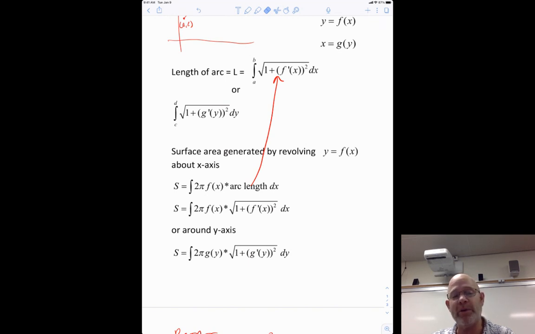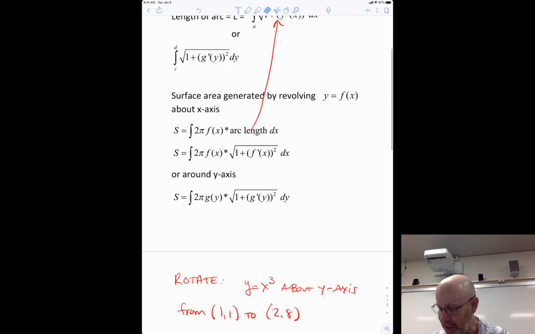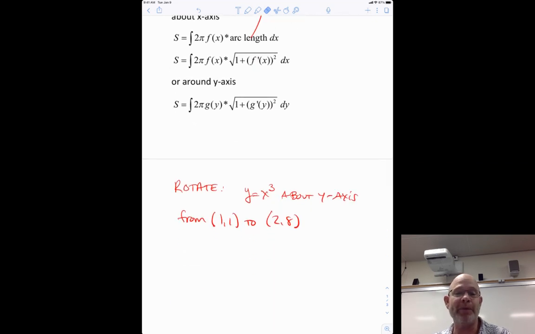This is also going to be important in chapter 9 when we do parametric. It's going to look and feel similar. So all formula driven today. You basically have 4 formulas, but it's really just 2, right? With the arc length and the surface area. So I'm just going to do one example problem so you can see it.